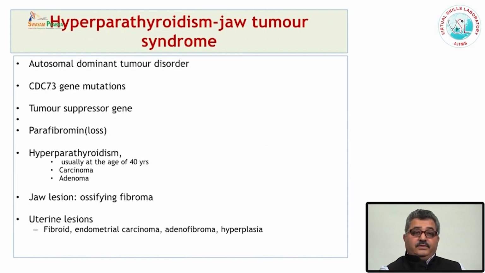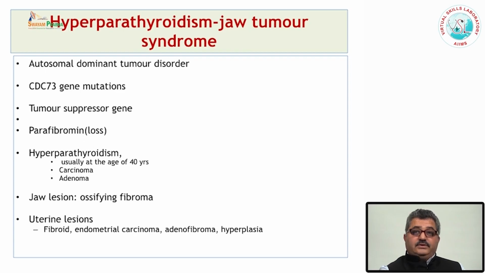There is another syndrome known as the hyperparathyroidism jaw tumor syndrome. It is an autosomal dominant tumor disorder characterized by mutation of the CDC73 gene. It is a tumor suppressor gene. It encodes parafibromin, and in most of these cases, because of the tumor suppressor gene, there is loss of this protein, which can be detected by immunohistochemistry. Most of these patients present with hyperparathyroidism, usually at the age of 40, and some may have carcinoma or adenoma of the parathyroid gland.